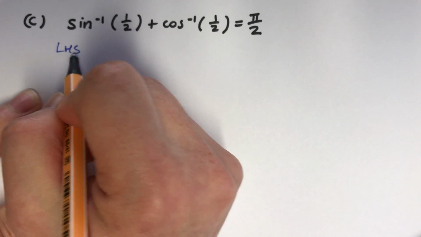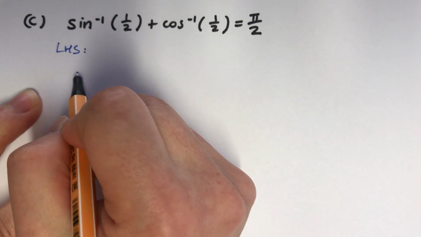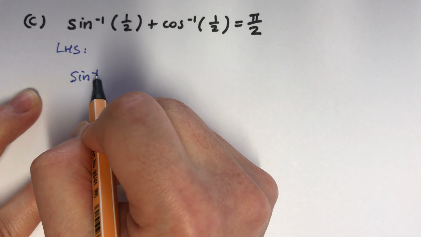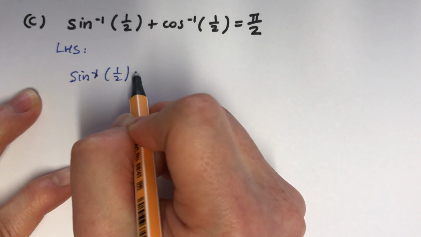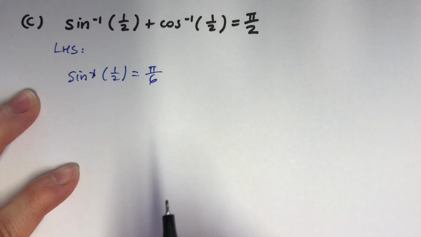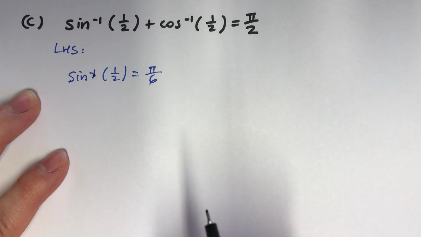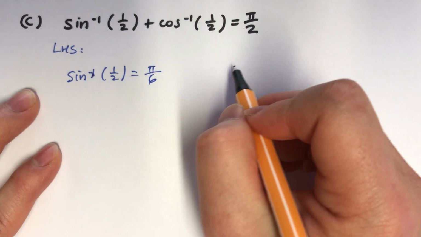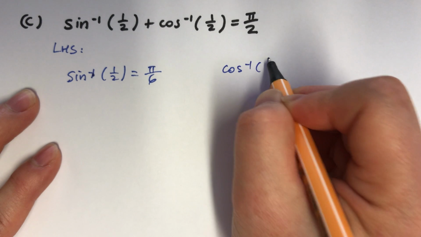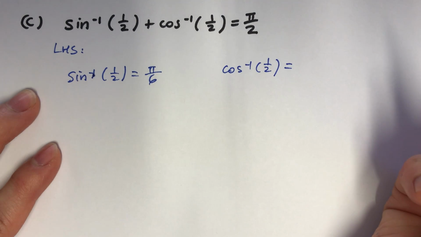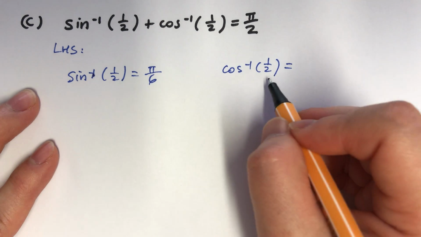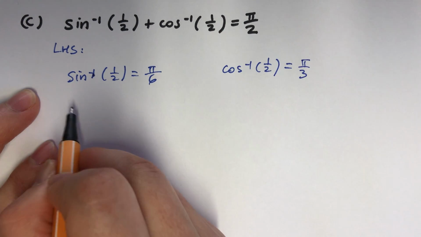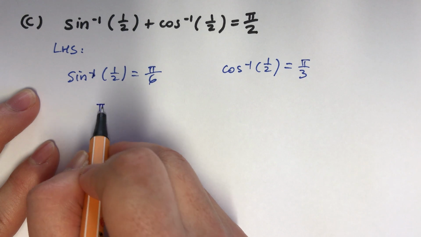So left hand side, inverse sine half equals pi over 6, isn't it? Because sine 30 is half, so that's pi over 6. And inverse cos a half is 60. Cos 60 is half, so it'll be pi over 3. So I'm just going to put that in there.